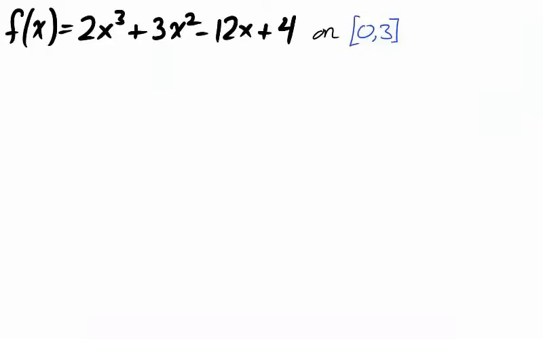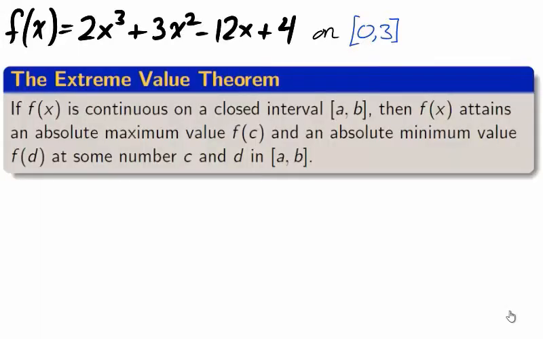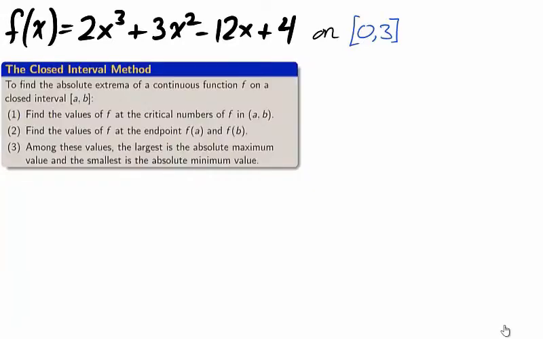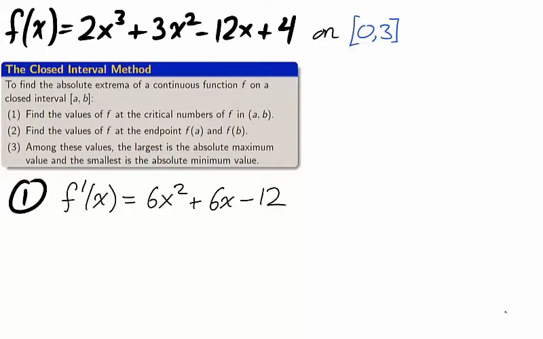Take, for example, the polynomial f defined on the closed interval [0, 3]. As polynomials are always continuous, and we are on a closed interval, the extreme value theorem guarantees an absolute maximum and minimum value in the interval [0, 3]. The first step of the closed interval method is to find critical numbers in the interval.